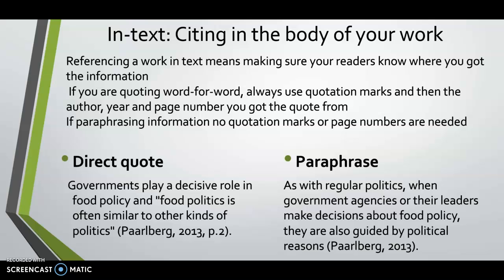So when you're doing citations in text, there are two different ways to do it. You can do a direct quote, which means you lift the words from the source word for word, and you put them in quotation marks. And then at the end, you would need to put the author's last name, the date, and the page number that you got the quote from. If you're paraphrasing, which is when you put in your own words someone else's idea, you don't have to use the page number that you got the idea from, but you still need to cite the author's last name and the date.